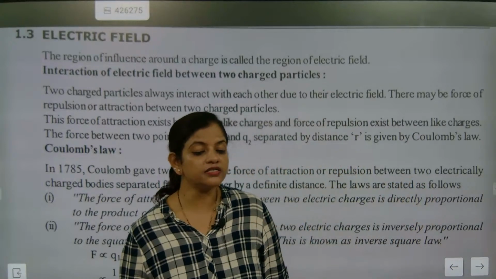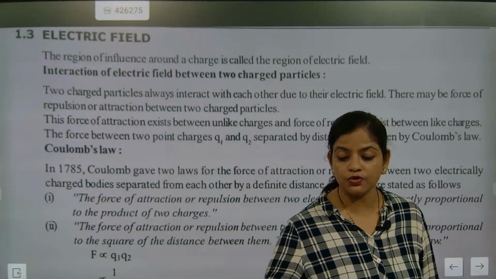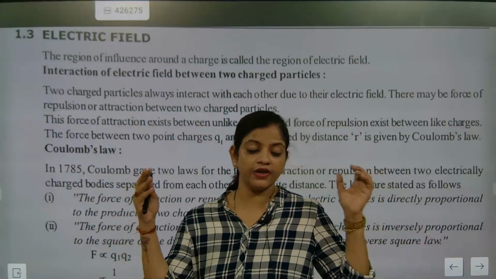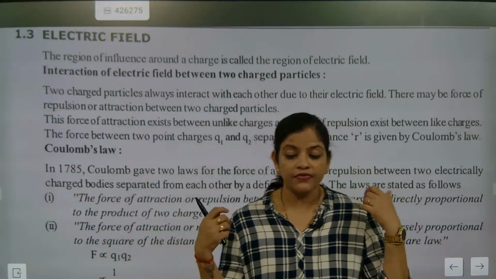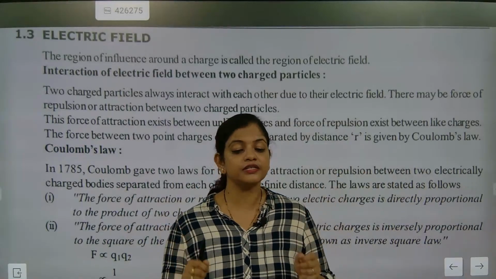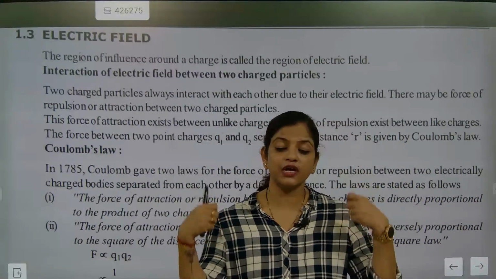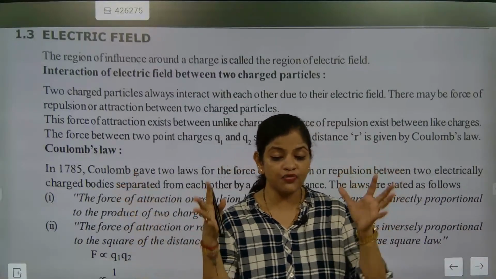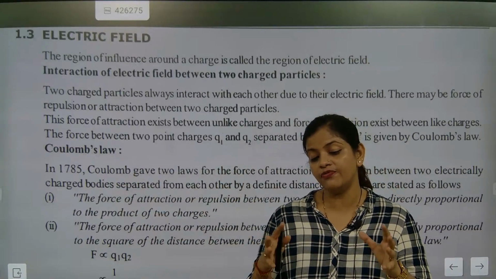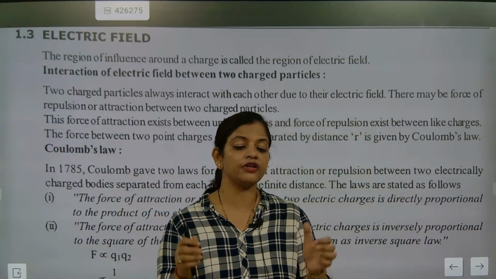Now we are going to understand the interaction of electric field between two charged particles. We already know that whenever a field is generated, the intensity of the field depends upon the amount of charge present there and how much field they are generating. Understood? Some electric fields will be very effective, some will be weak.